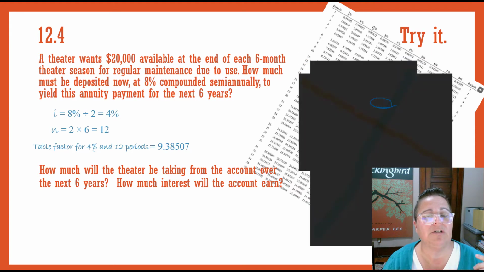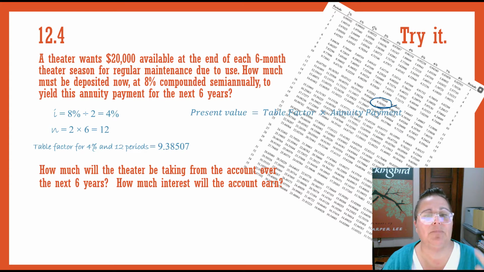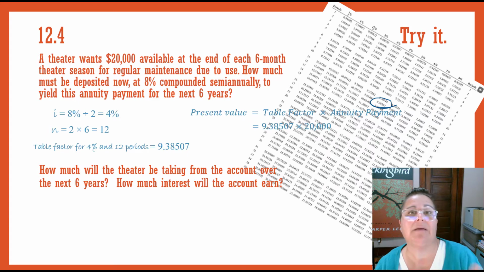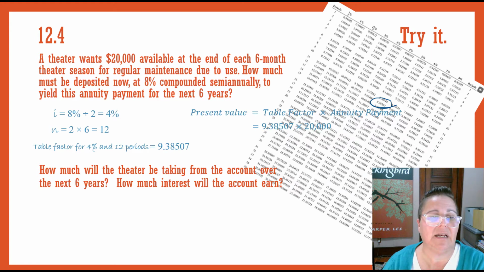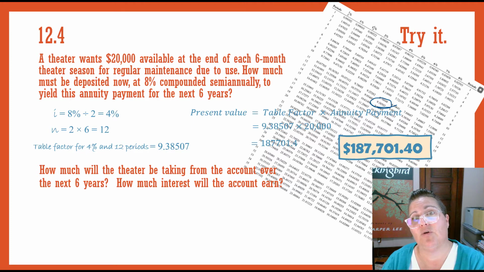That means in order to calculate out my present value, I need my table factor, which is the 9.38507, times the annuity payment of $20,000. This is essentially saying that even though I want to collect that annuity 12 times, the number of compounds, I only need to put away 9.3 times, or $187,701.40 if I'm using the correct number of decimal places.